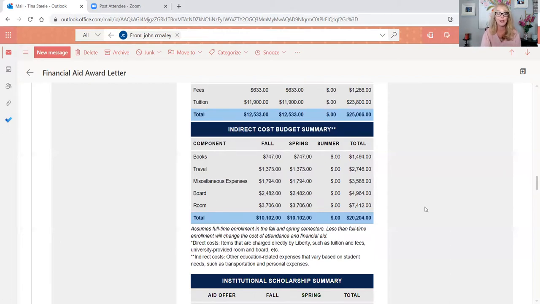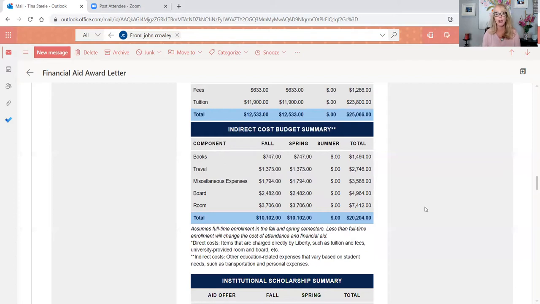Room and board, however, even though they're listed as indirect, for any student living on campus, it's going to be more of a direct cost. This college breaks it down by the board plan, which is going to be the meal plan. This one's probably three meals a day.